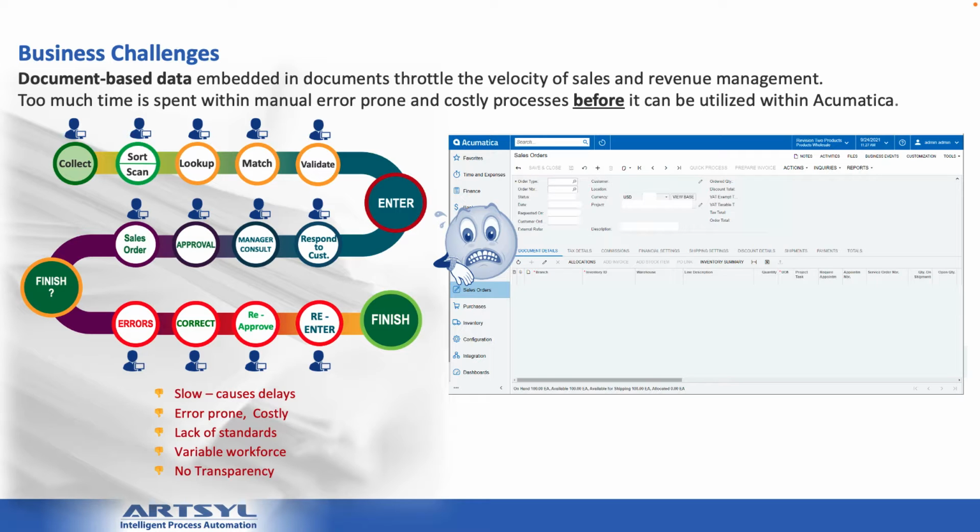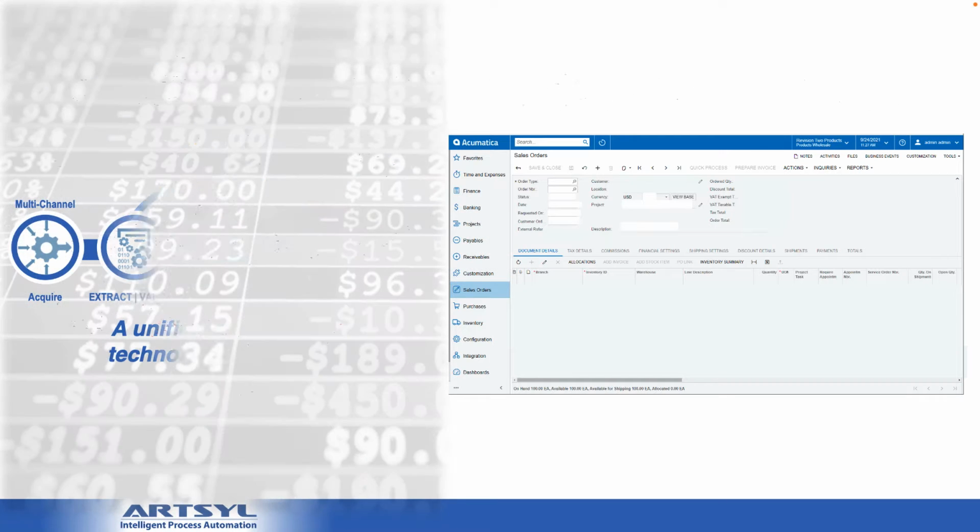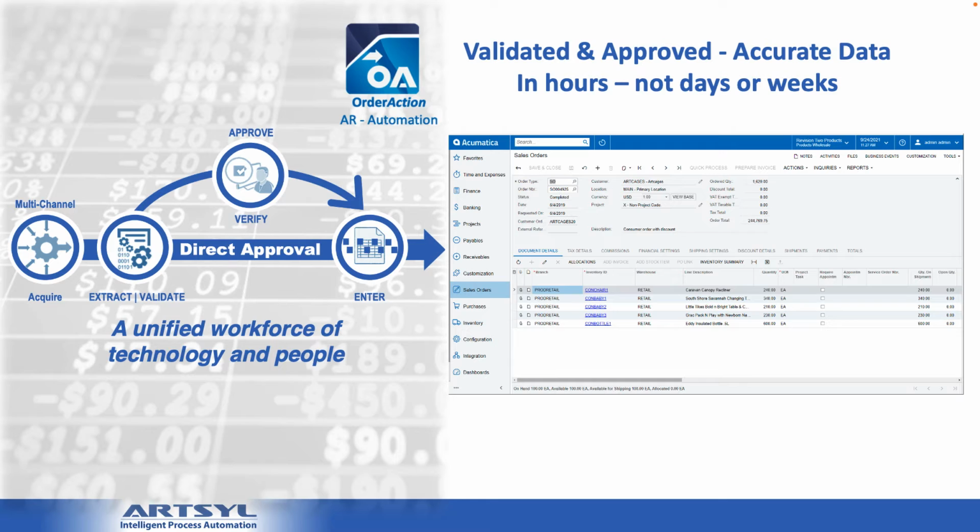competitive, and sustainable. So OrderAction transforms a manual process like you see here into an automated process like this, enabling you to accelerate the availability of validated, approved, and accurate order data in Acumatica, while at the same time reducing errors and lowering overall operational costs.